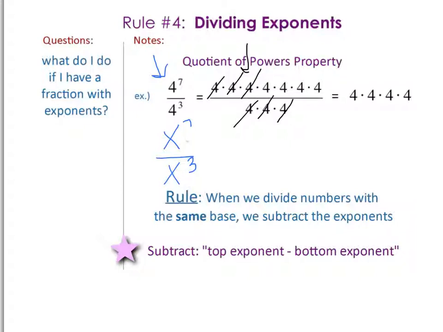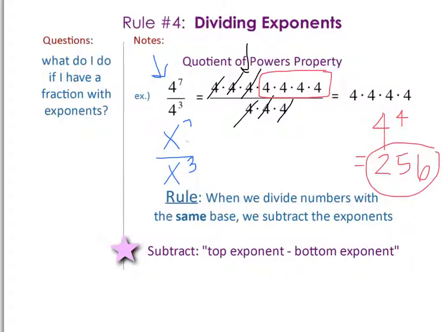Well, I've reduced everything that I can for my denominator. There's nothing else in the bottom that I can cross off, but I'm left with these 4 4s in my numerator, leaving me with 4 times 4 times 4 times 4, or we can say that that is 4 to the 4th. When I multiply that out, it becomes 256.